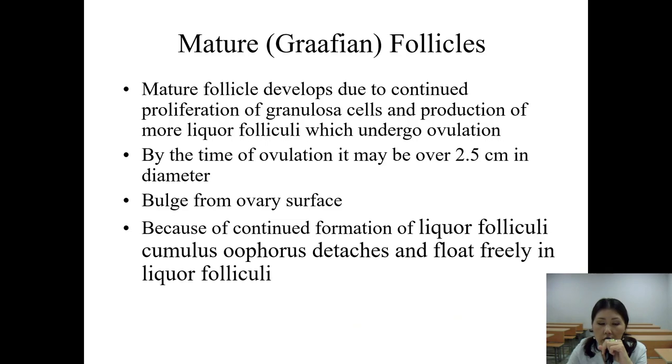Mature Graafian follicles. The mature follicle develops due to continued proliferation of granulosa cells and production of more liquor folliculi, and undergoes ovulation. By the time of ovulation, it may be over 2.5 centimeters in diameter, bulging from the ovary surface. Because of continued formation of liquor, the cumulus oophorus detaches and floats freely in the liquor folliculi.